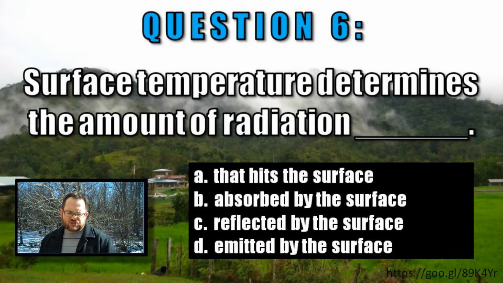Surface temperature observations of, surface temperature determines the amount of radiation blank that hits the surface, absorbed by the surface, reflected by the surface, or emitted by the surface. Which of these is the right answer as to what surface temperature determines the amount of? Pick your choice from the four below here, and I'll give you feedback before we move on to question 7.